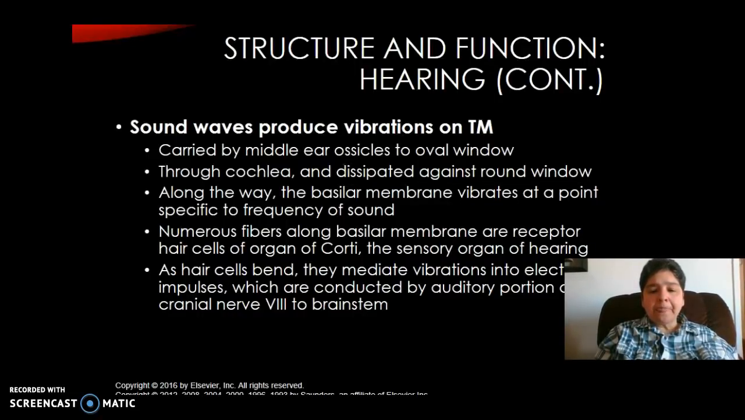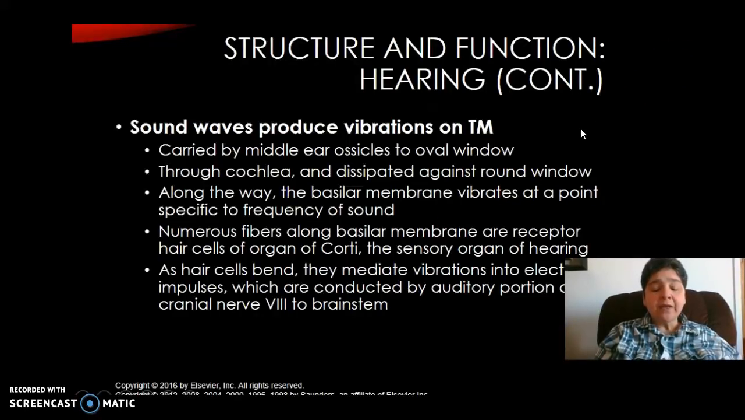Then there's the basilar membrane, and it vibrates according to the frequency of the sound. So again, that high pitch or that low pitch will determine how that basilar membrane works. And then this goes along until it hits the organ of Corti. And the organ of Corti is the sensory organ of hearing. Really important for you to know that. Organ of Corti is the sensory organ of hearing.